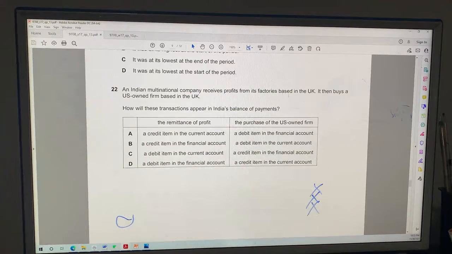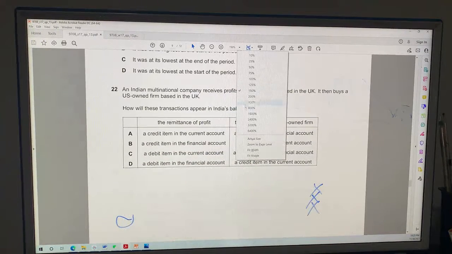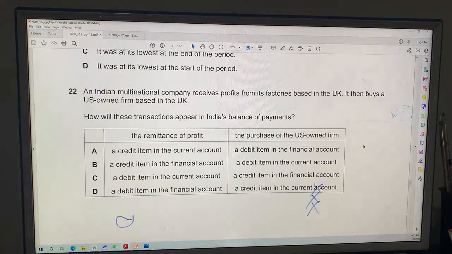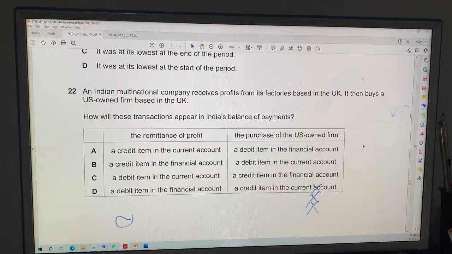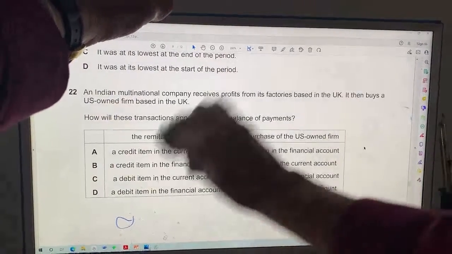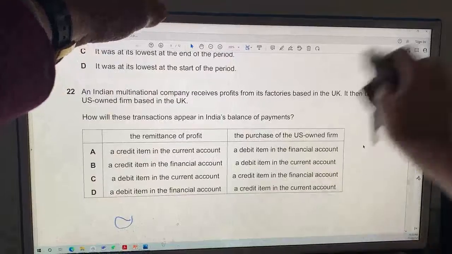How about 22? An Indian multinational company receives profits from its factories based in the UK. Current account. It then buys a US-owned firm based in the UK. Now, it doesn't matter if the firm is US-owned. It does matter if it's in the UK.